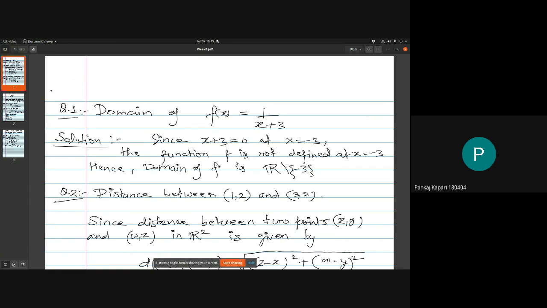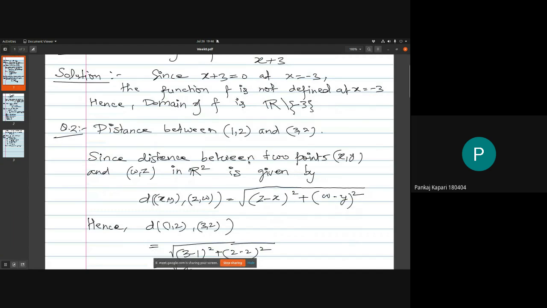So since x plus 3 equals 0 at x equal to minus 3, the domain of the function is the whole real line except the value at minus 3. Therefore the domain of the function is R minus the set containing the singleton value minus 3. So that's the domain of the function. We can put any value in the function other than minus 3.